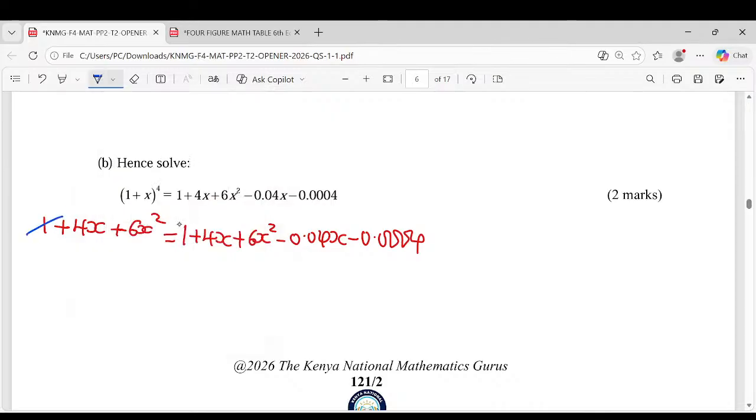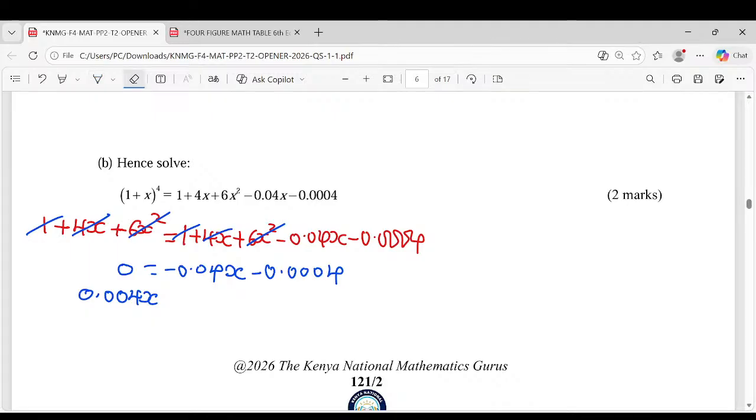The 1 and the 1 will cancel. 4x and 4x will cancel. 6x squared and 6x squared will cancel. So I'm going to have here 0 is equal to negative 0.04x minus 0.0004. This would mean that 0.04x, sorry, I should be single 0.